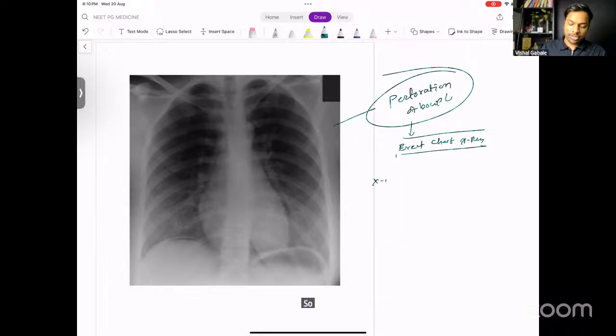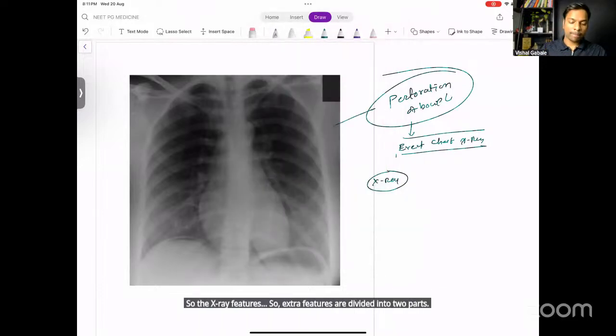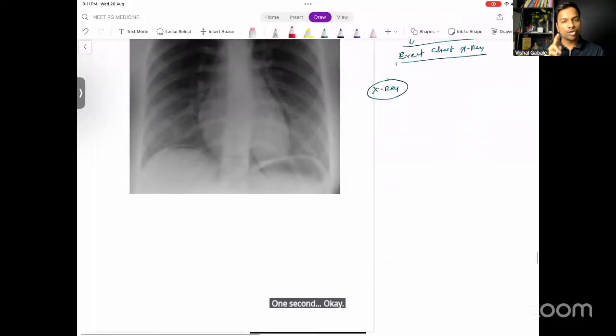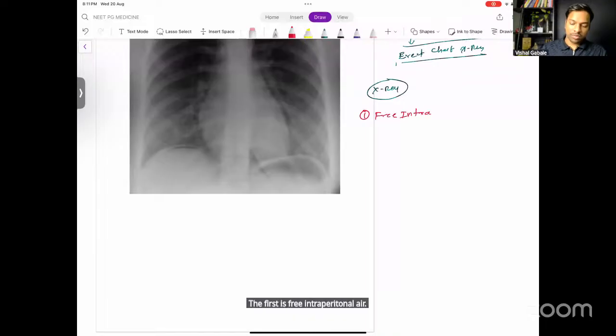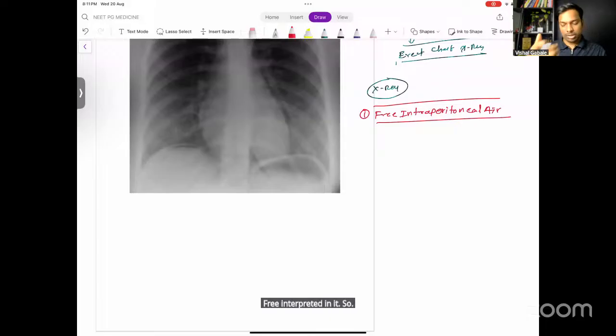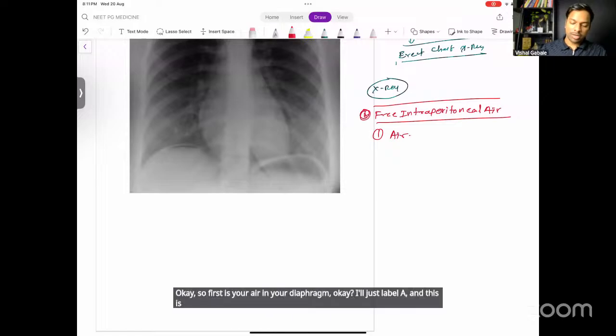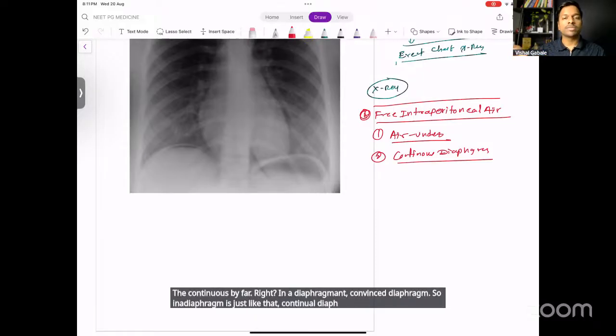So the X-ray features are divided into two forms. First is free intraperitoneal air. Second is the specific named signs. I'm just classifying it for our benefit. Free intraperitoneal means inside the peritoneum. I'll label this A: first is air under the diaphragm, and second is the continuous diaphragm. Continuous diaphragm is continuous. That is the first category.